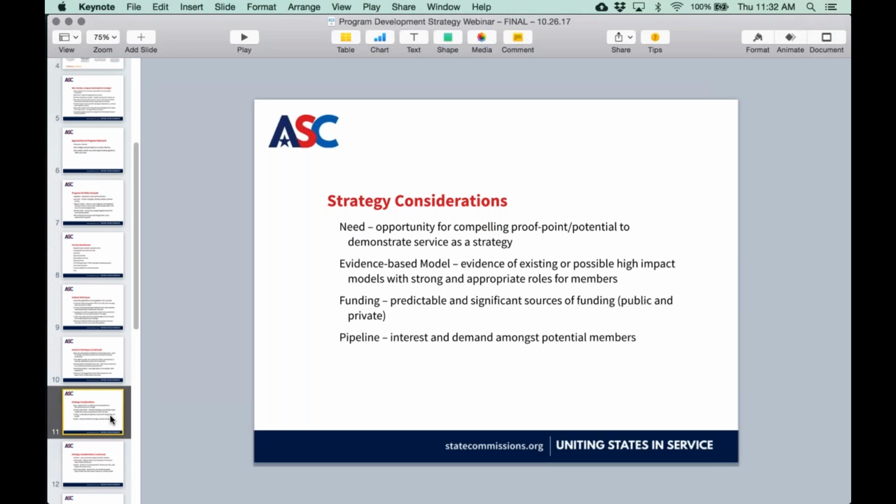And then also to the pipeline, is there interest and demand amongst potential members to serve in a program of this type? So if it's of course a strong community need, and there's evidence behind it, and there is also funding, but members aren't likely to be very interested in serving in that capacity, that's something to consider, right? We all know that recruitment and retention is an important part of the work that we do. So really making sure that there's a match there or a potential match, because sometimes that can be hard to gauge, but thinking about that is an important piece as well.